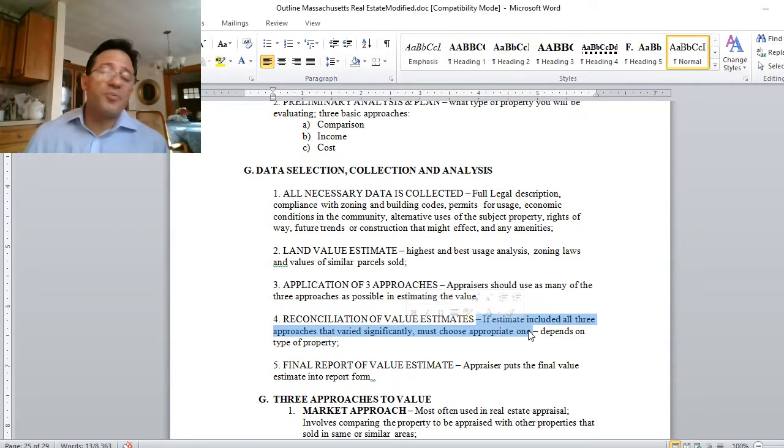So if the other two approaches don't jive, they don't match, or they don't come into the same ballpark, he or she's most likely going to fall upon the cost approach in this type of scenario, and that's the approach that they're going to use. And then a final report.